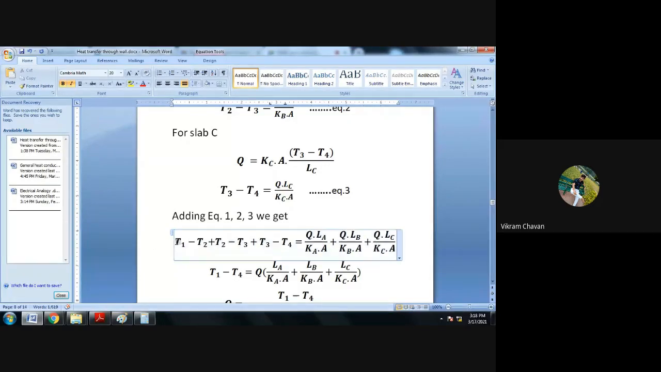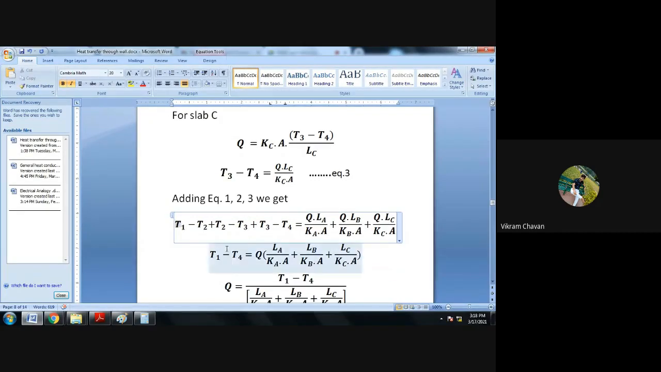Now here minus T2 plus T2 will be cancelled, minus T3 plus T3 will be cancelled, and the remaining part will be only T1 minus T4. Now from this part, Q is common.